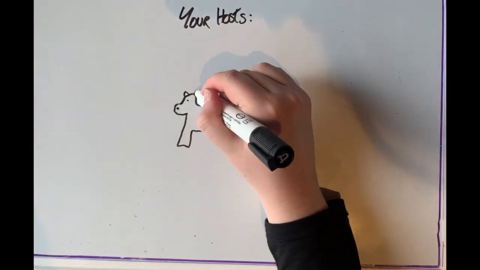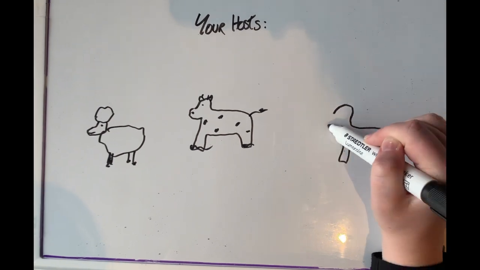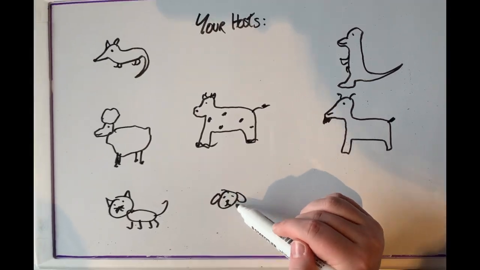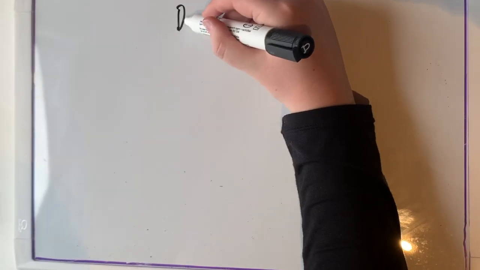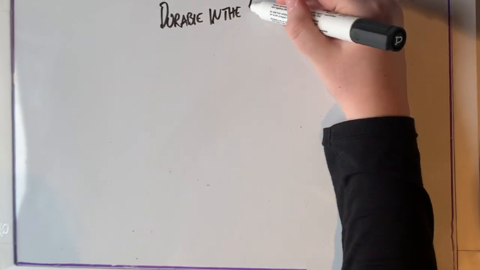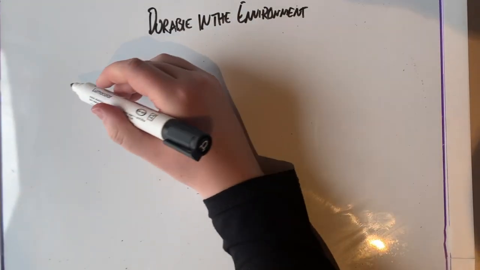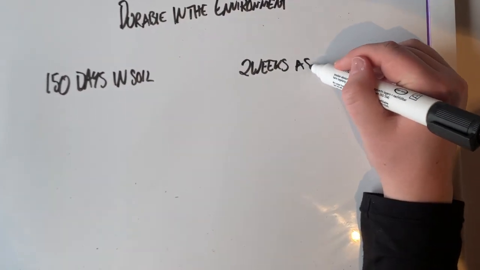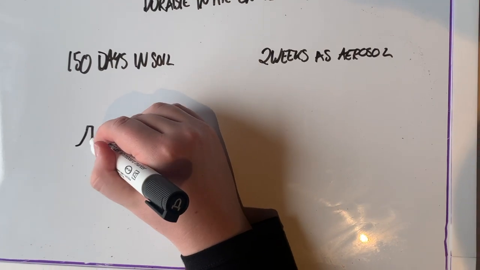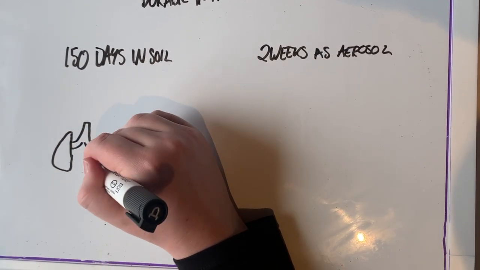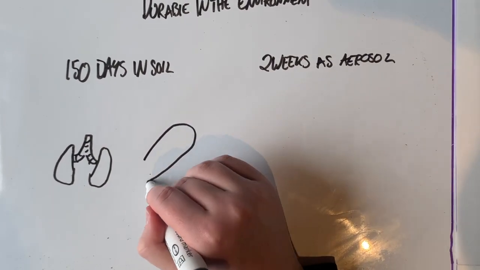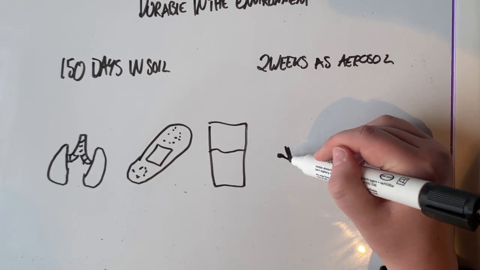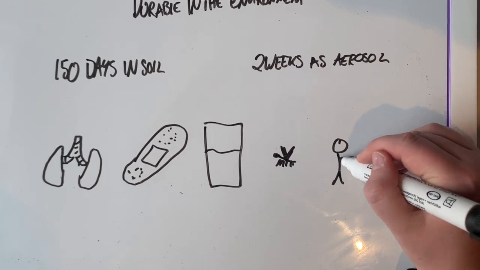Your primary reservoirs will be your livestock animals like cattle, sheep, and goats, but keep an eye out for bandicoots, kangaroos, cats, dogs, camels, and ticks, among many others. As mentioned previously, due to its biphasic life cycle, Coxiella burnetii is super durable outside a host. It can persist in the environment for extensive periods, including up to 150 days in soil and 2 weeks as an aerosol, so these animals aren't your only chance of getting it. As such, it can be transmitted through a range of methods, including respiratory routes, cuts and abrasions, food-borne and vector-borne methods, and, although rare, person-to-person transmission.